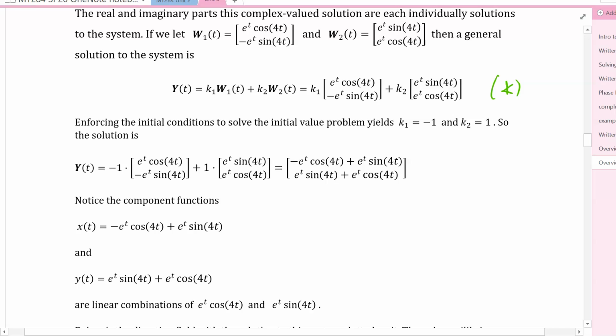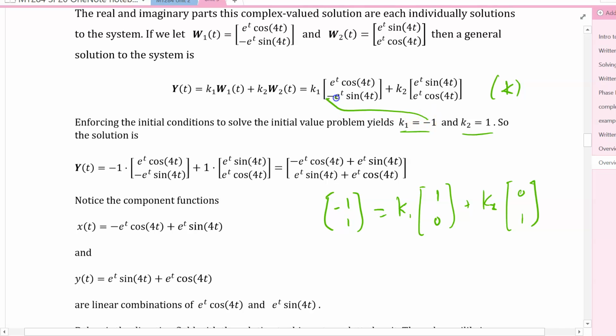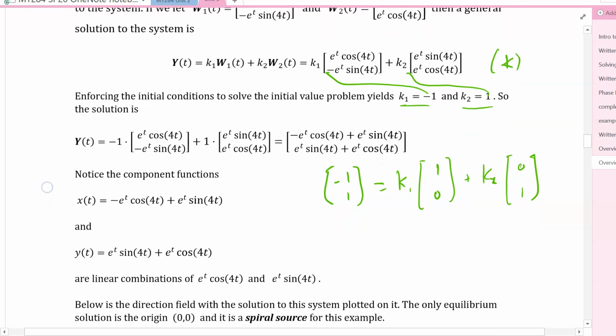Okay, so just doing a little bit of that work, we would set negative 1, 1 equal to what we would get by plugging in 0 for t, and we would get K1 times 1, 0 plus K2 times, plugging 0 in for t in the general solution we have starred there, 0, 1. That readily gives us the constants K1 and K2 come out to negative 1 and 1 in this example. So now what I'm doing in the next step is just substituting in K1 and K2 as what they are, and then combining those vectors together.